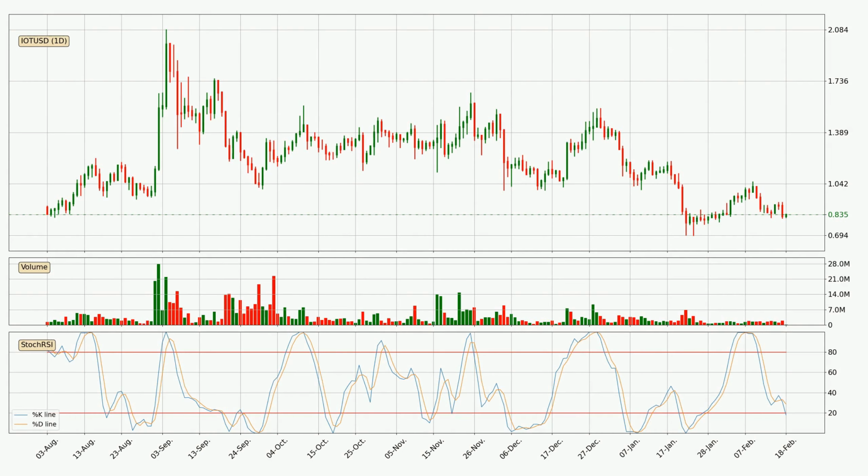Moving to the daily stochastic RSI, the stochastic RSI currently shows no overbought or oversold conditions, but we can see that the trend is currently going down because the K line is below the D line.